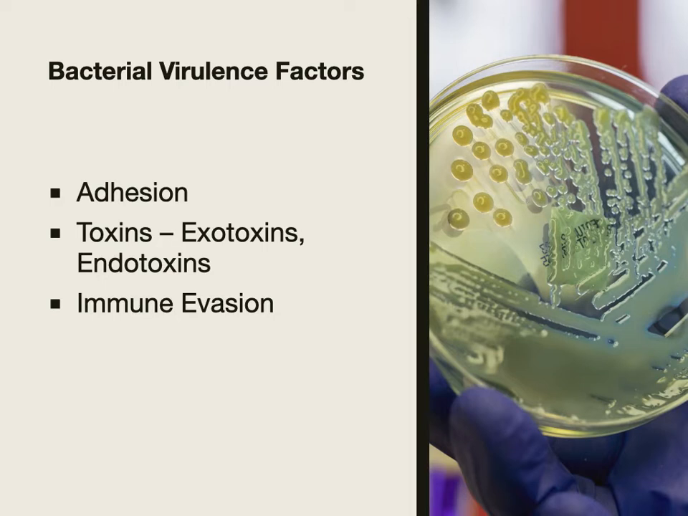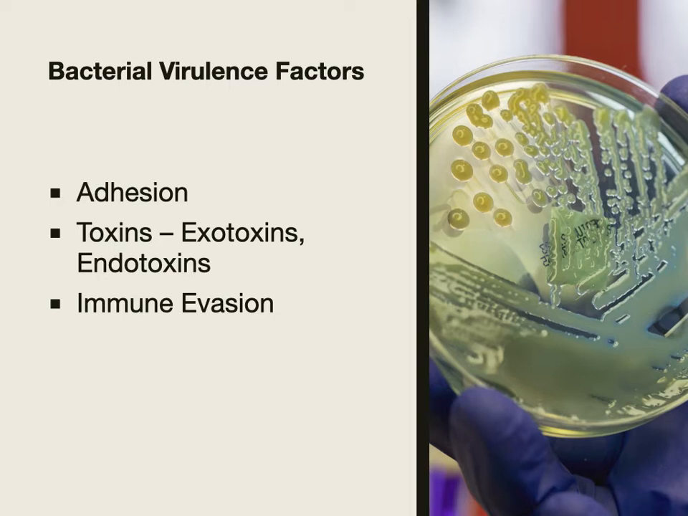So first we'll look at bacterial virulence factors, and they fall into three main categories. We can have virulence factors related to adhesion. Bacteria need to bind to host tissue cells in order to then be able to colonize the individual, and so there are molecules that allow for adhesion to happen.